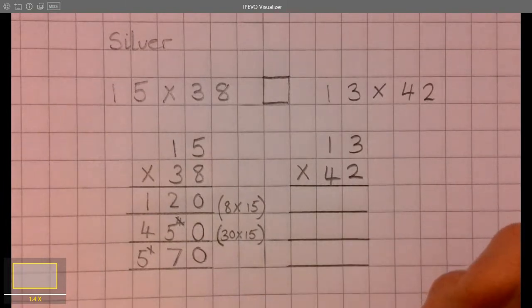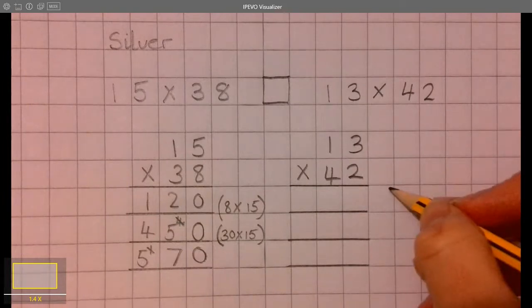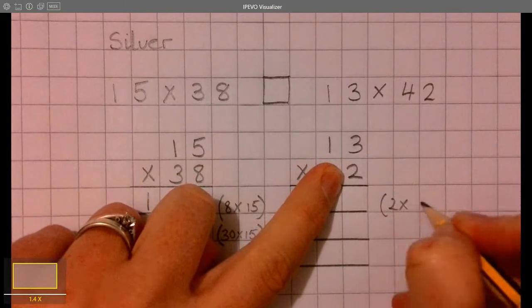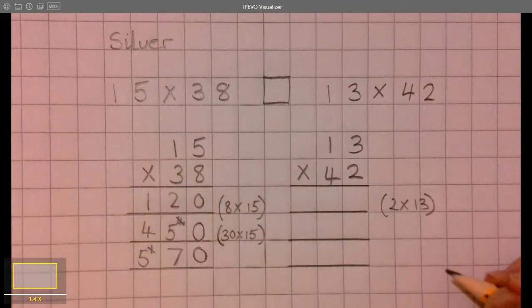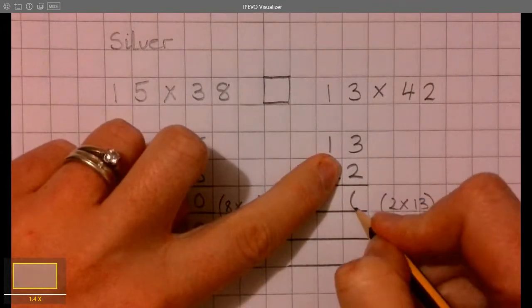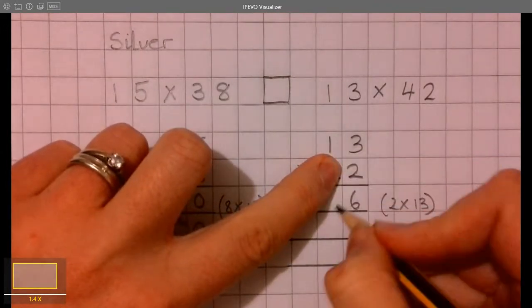Let's have a look at 13 times 42. So let's start doing 2 times 13. I'm going to pop that in the brackets at the side to remind us that's what we're doing. So 2 times 3 is 6. 2 times 1 is 2. Nice and easy.